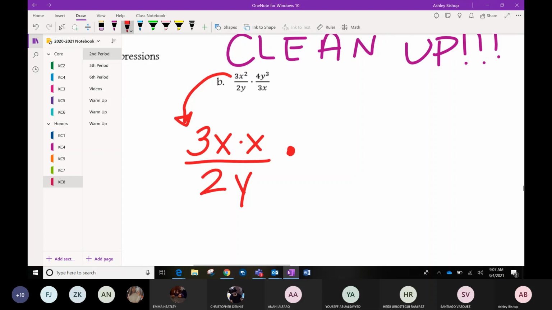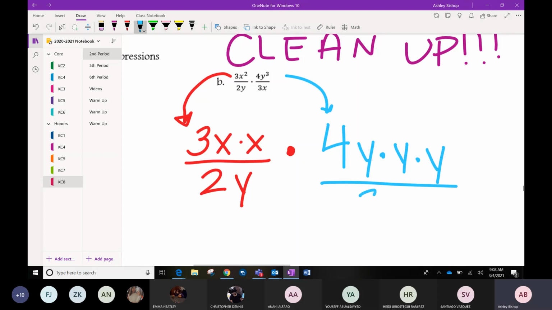Times. Then I'm going to rewrite this over here, 4y to the third power. Remember, we did this in Target A. I have 3 y's. That exponent of 3 means I have 3 y's on top. So 1, 2, 3, over 3x. There's nothing to really do there.